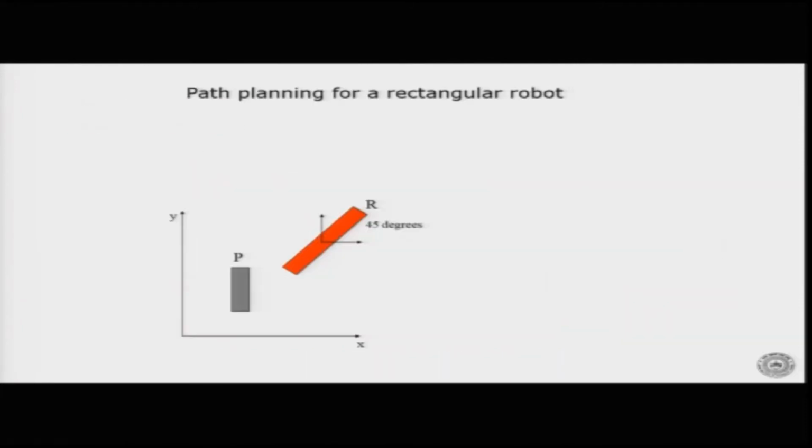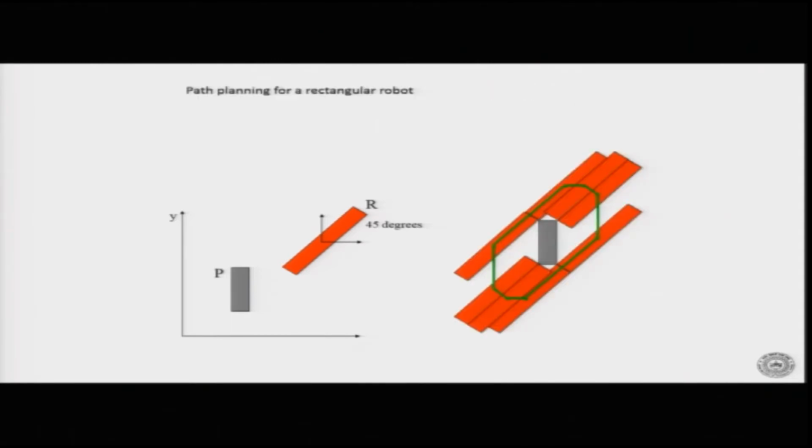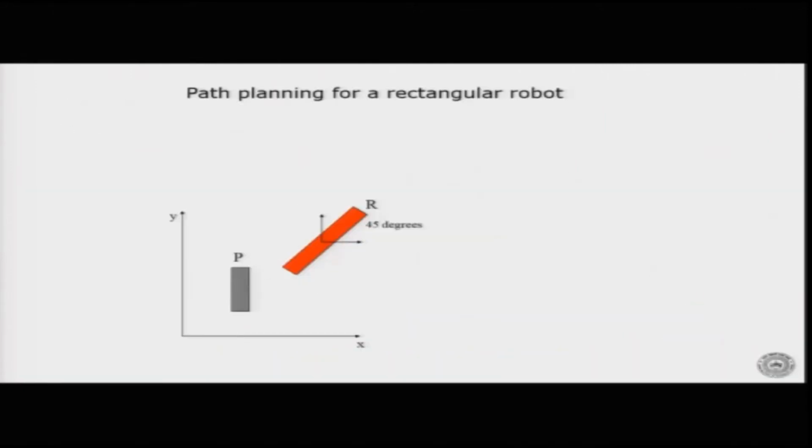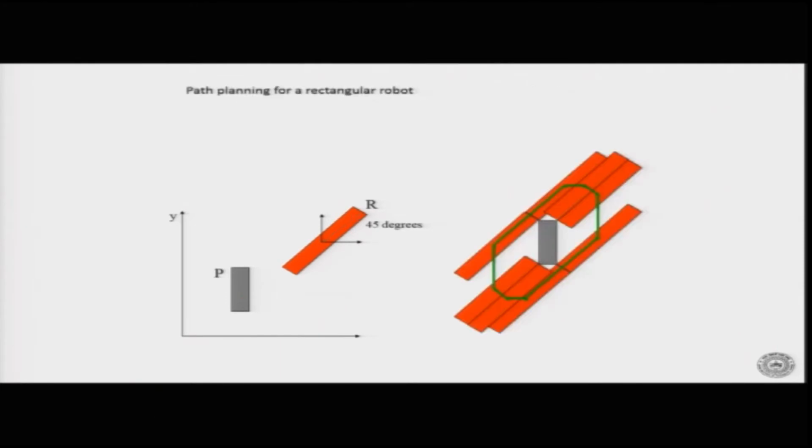Let us look at this simple example before we proceed. It is for a robot which is rectangular, and I want to do path planning of this rectangular robot, so that I want it to go from some point to some other point. Now just for practice, let us draw the C space of this. This is my robot, it is inclined at 45 degrees, this is my obstacle. Can you draw the C space of this C obstacle for this particular case?